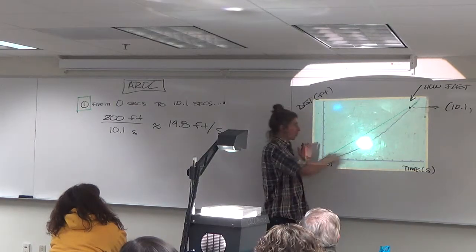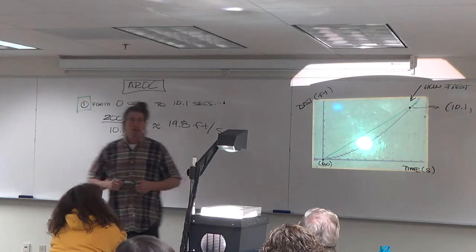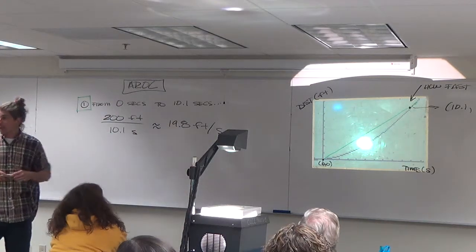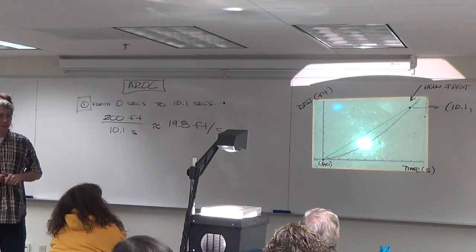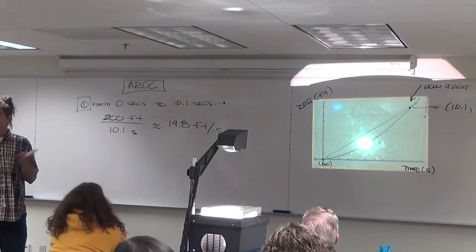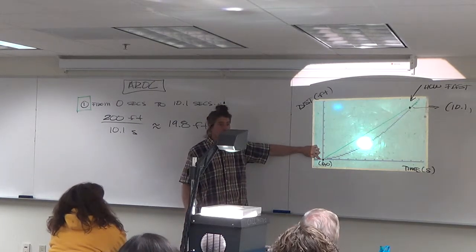It doesn't matter what triangle you draw or what small triangles you draw. They all have the same slope of 19.8. So, yes, I averaged 19.8 feet per second. But does that answer how fast I was going at the very end? No. It also negates the fact that I was going 0 at the beginning.